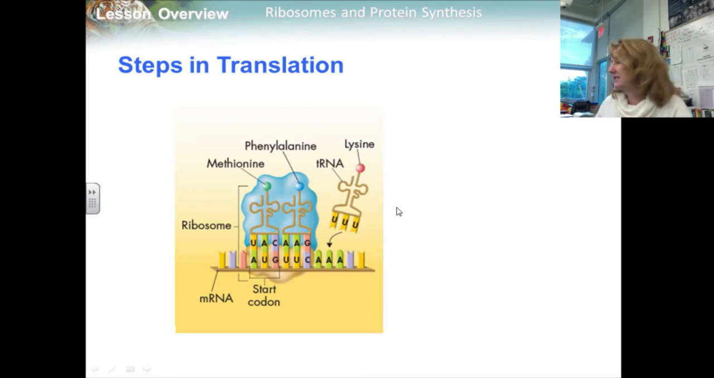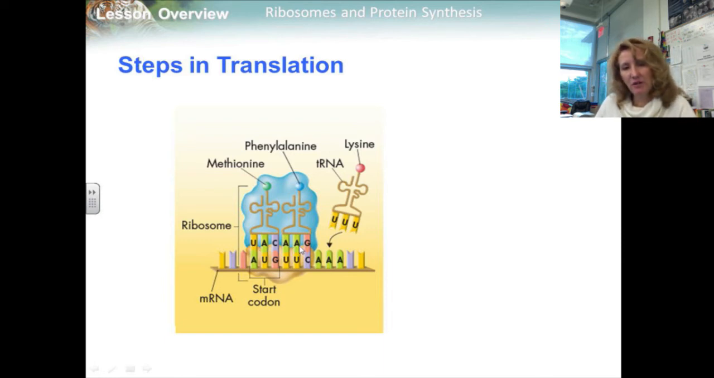Translation begins when a ribosome attaches to an mRNA molecule in the cytoplasm. All right, this is our ribosome right here. As the ribosome reaches each codon on the mRNA, it directs the tRNA, the transfer RNA, to bring a specified amino acid into the ribosome. As you can see, it's happening here. One at a time, the ribosome then attaches each amino acid to the growing chain.